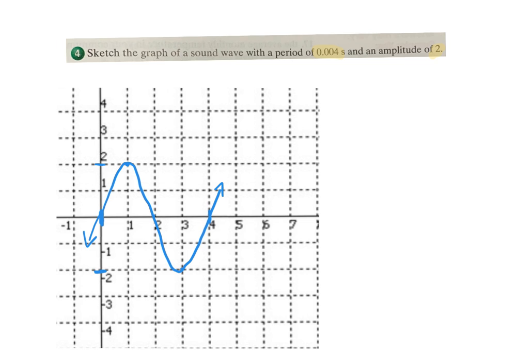And it could be shifted on the graph if you started someplace other than 0. I just started at 0. But one cycle should take 4 units to complete. It should go all the way up to +2 and all the way down to -2 if you started at 0.